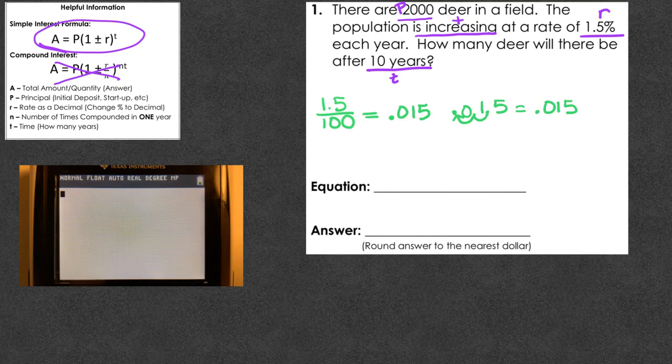It's our equation. So it starts with A, because we don't know what A is. We don't know what our answer is yet. And then it says P would go next. So P up there we indicated would be our starting amount, which would be 2,000 deer. Then we're going to do open parentheses. Then we do 1, and since we're increasing, we talked about a plus, at a rate of 0.015 in decimal form. And then it indicated to us that we needed to do it in 10 years. So notice that will be our exponent value in the top of that parentheses.